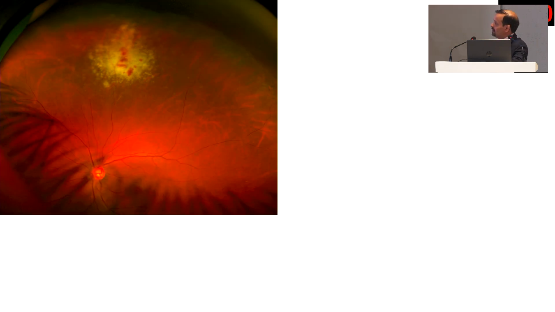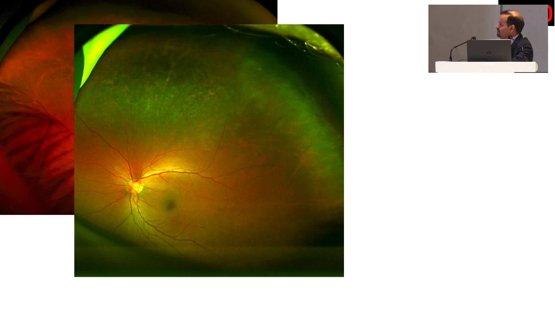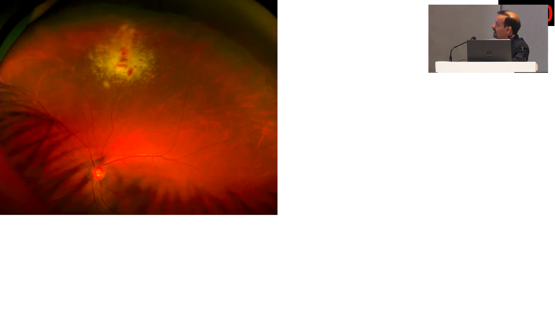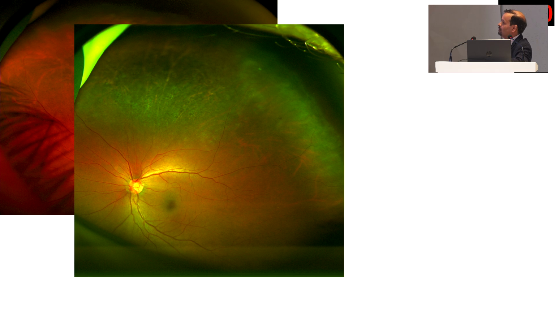On the other hand, another patient, you can see mild peripheral disease which heals. This is in fact the right eye of the patient when he presented, and this is the left eye, only a small lesion. Again a patient with hematological malignancies.